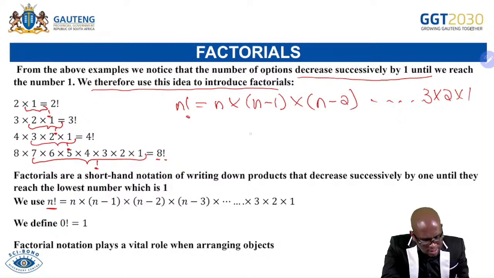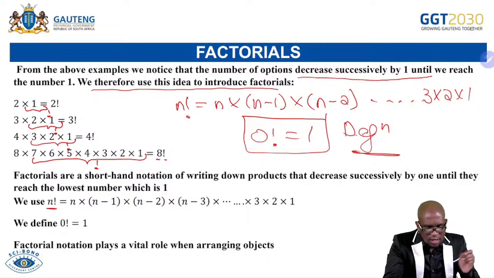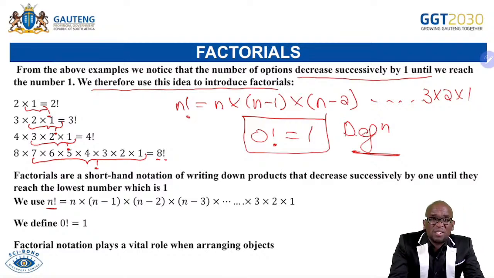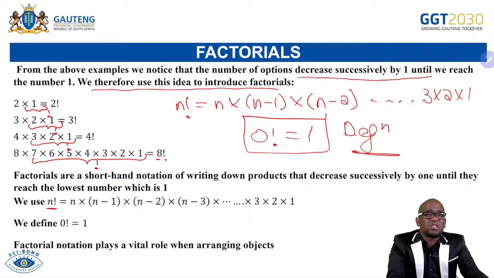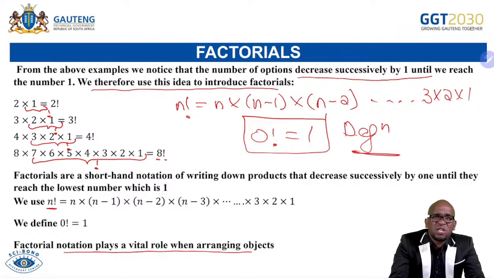And most importantly, we define 0 factorial as 1. This would be the definition. This would be the definition of what? Of a factorial. Definition of a factorial. By definition, 0 factorial is equal to 1. Excellent. So now factorials would be playing a very huge role when it comes to the arrangement of objects.